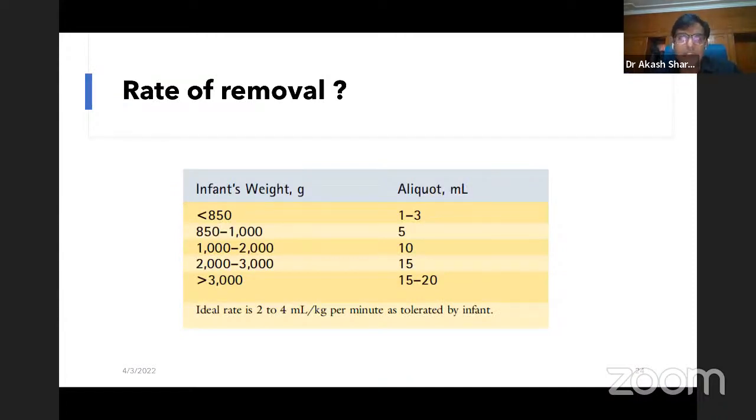So if the patient is very sick and hemodynamically compromised, use smaller aliquots. If he is stable, you may use larger aliquots as well. Based on weight, this is some general guideline, but the majority of the neonates would require around 10 ml aliquots. But if you are doing an exchange transfusion of an ELBW infant, you should prefer using smaller aliquots.